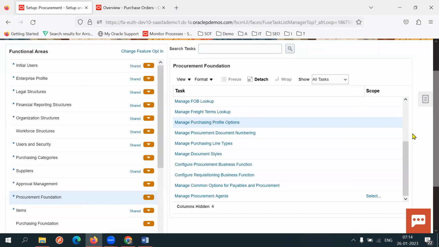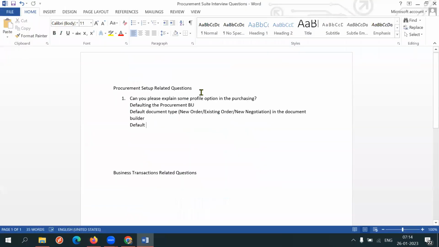Go ahead. And then the communication profile options, like from email address, a generic email address, override email address. And copying requisition to purchase orders, sir. DFFs. Yes. Copying requisition header, line, distribution, and DFFs to the purchase order header, line, and distribution.